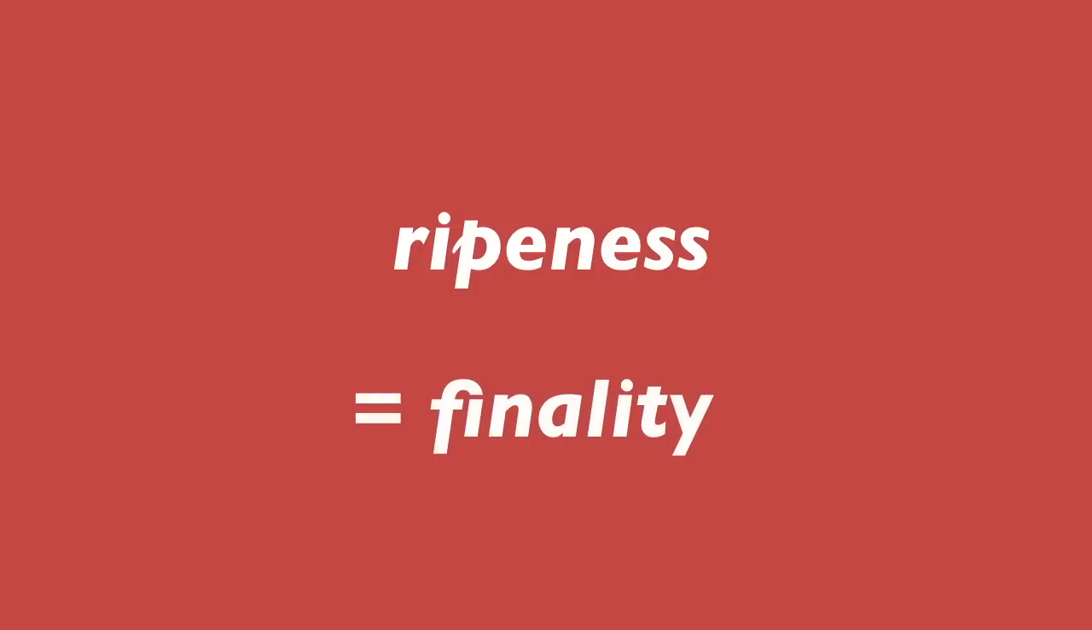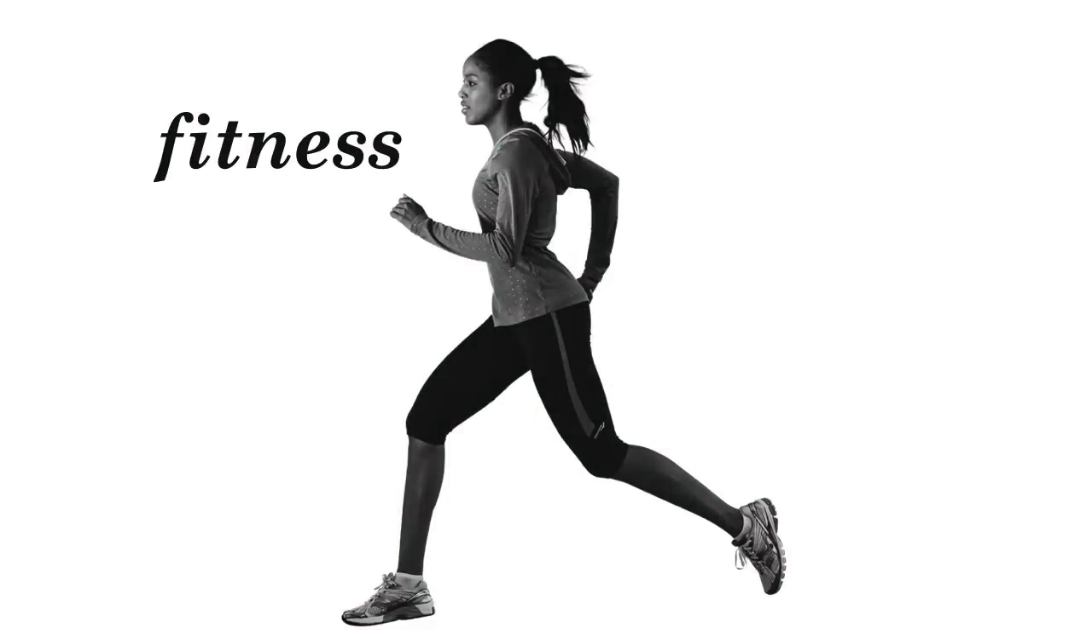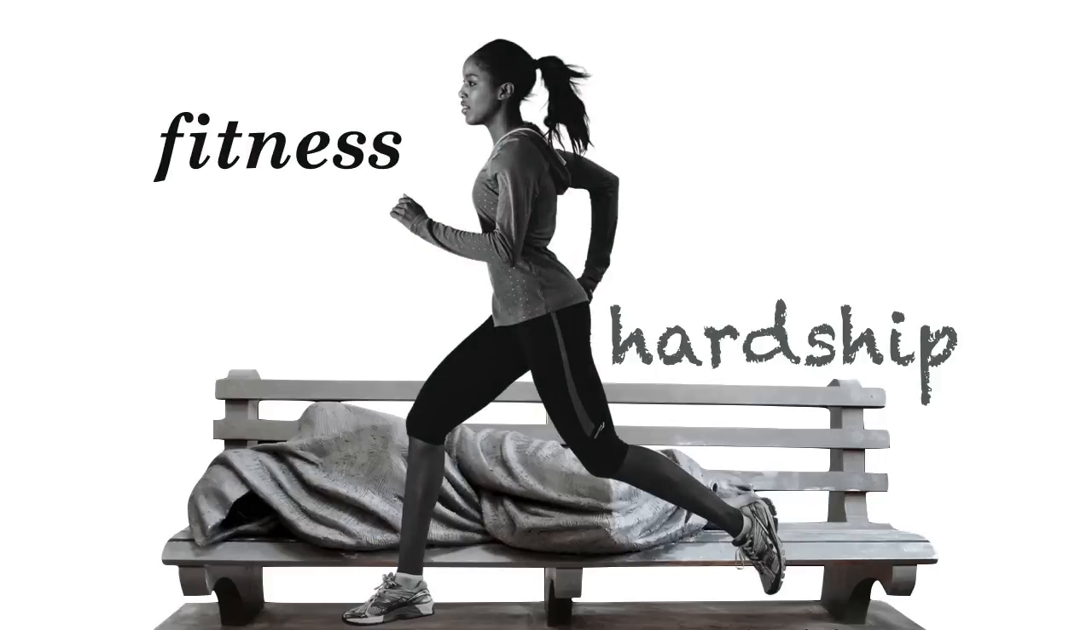Ripeness equals finality plus something else. Abbott Labs tells us that ripeness means finality plus something else, well, two somethings. X equals fitness and hardship, the court explains. Ripeness has a twofold aspect requiring us to evaluate both the fitness of the issues for legal decision and the hardship to the parties of withholding court consideration.